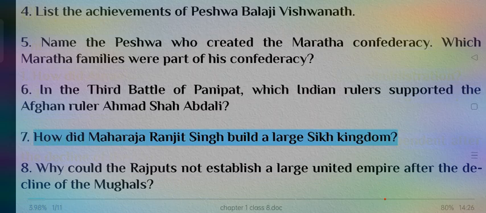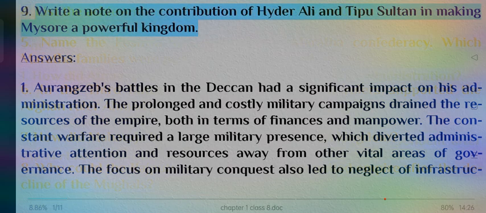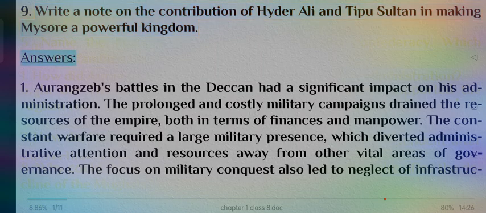7. How did Maharaja Ranjit Singh build a large Sikh kingdom? 8. Why could the Rajputs not establish a large united empire after the decline of the Mughals? 9. Write a note on the contribution of Hyder Ali and Tipu Sultan in making Mysore a powerful kingdom.